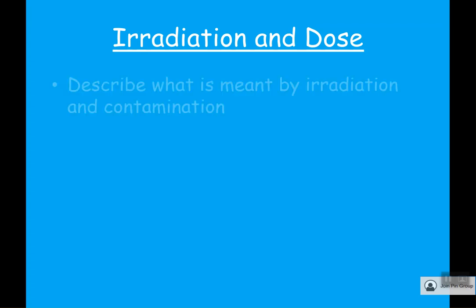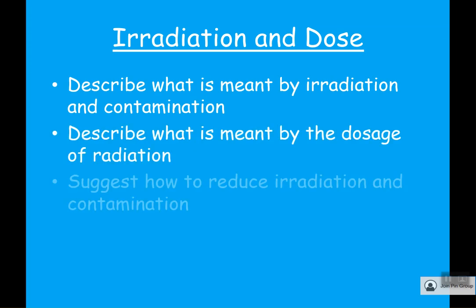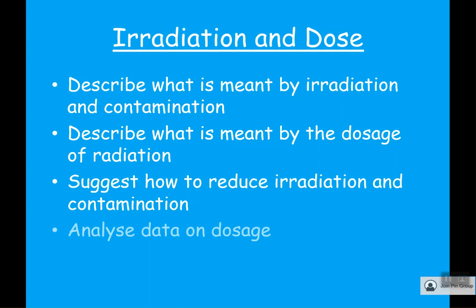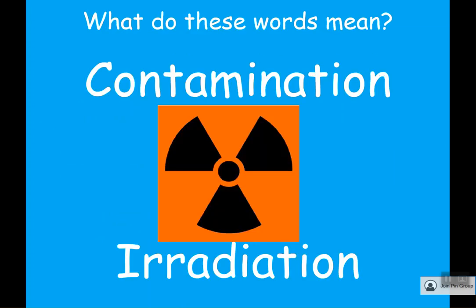So today we're going to look at these two words, irradiation and contamination. A lot of people get confused between what is what. We're going to look at dosage, what that means, and different doses that you may get from different sources. We're going to be looking at how you reduce contamination and irradiation, and then analyze some data on dosage as well. So these two words, contamination and irradiation, people do get mixed up with these.